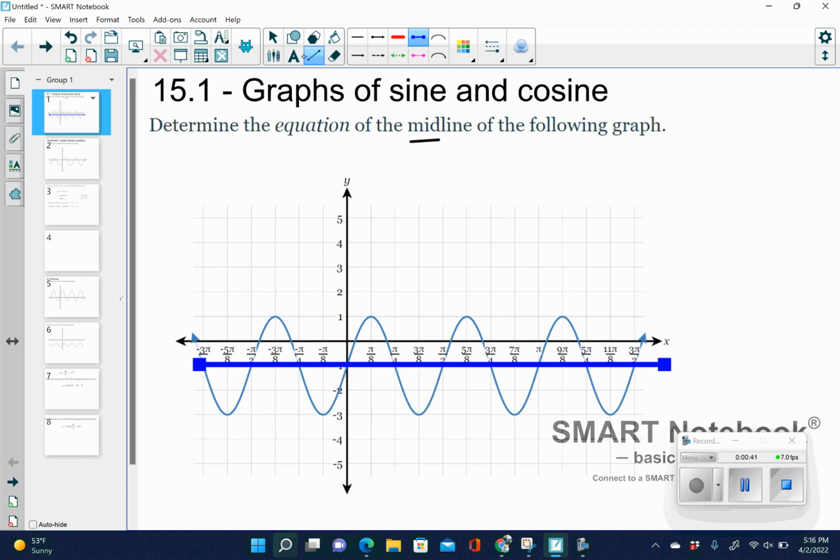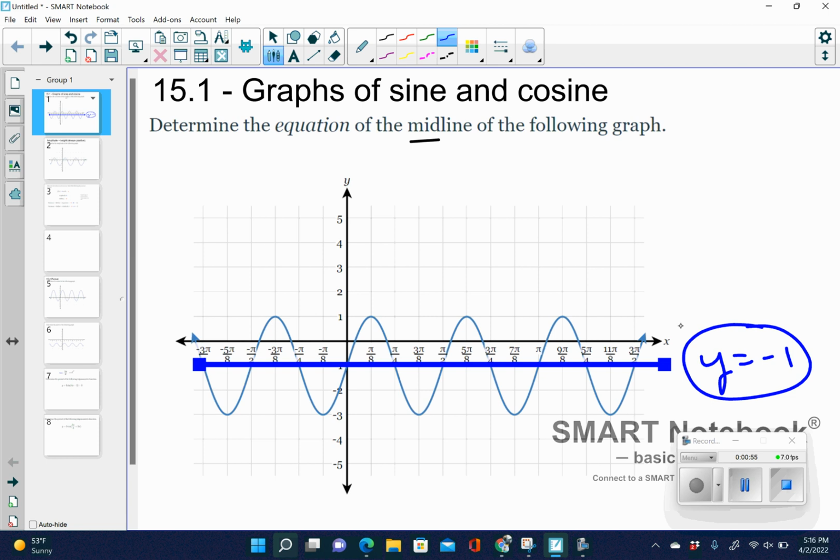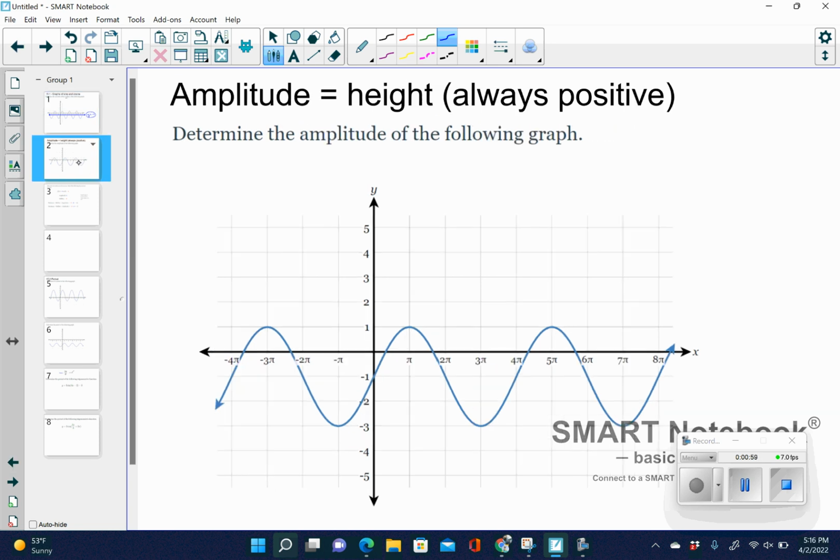So it says determine the equation. Here's the equation. The equation is y equals, and you just look at this number right here. In this case, it happens to be -1. So y equals -1 is the answer for the midline. That's it. Let's do another one just to make sure.